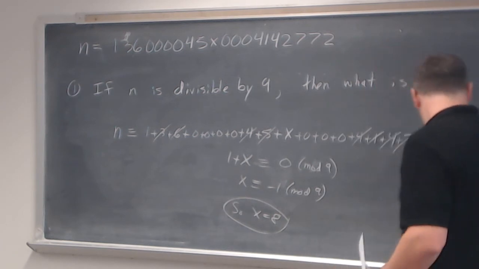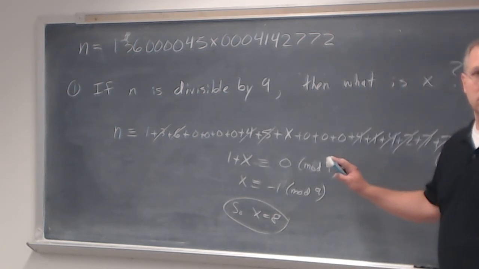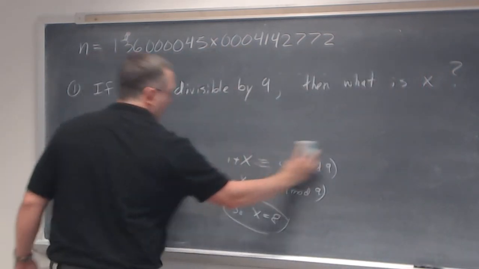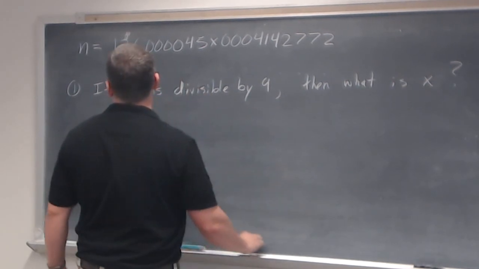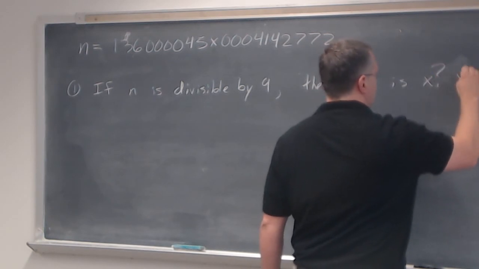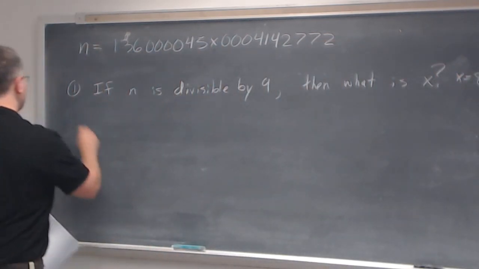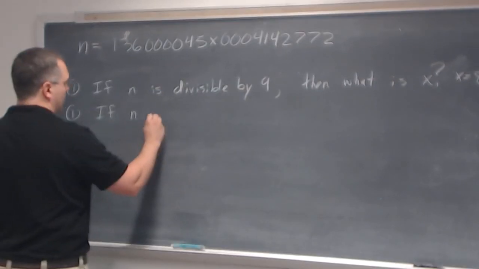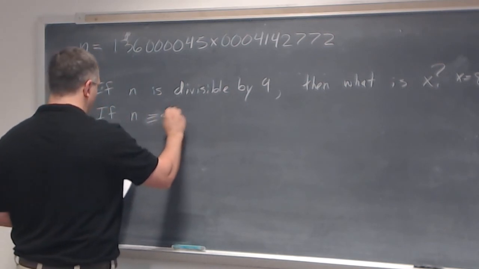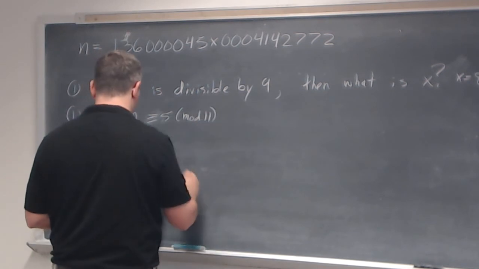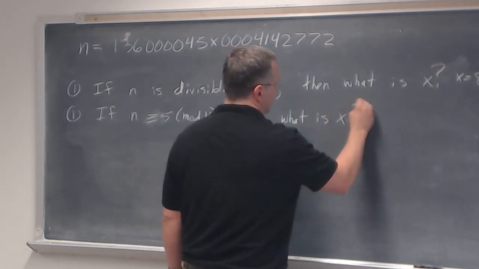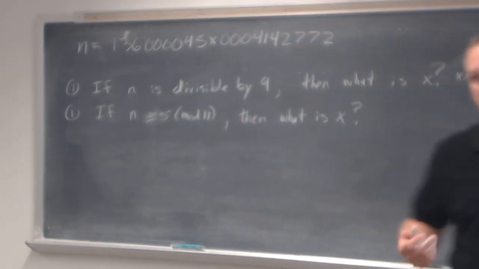I'll erase this. I don't have to write that number yet. Alright. So if n is, let's put it this way, n congruent to 5 mod 11, so what is x? 6, right?